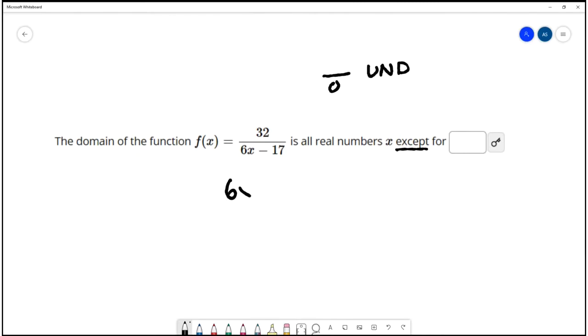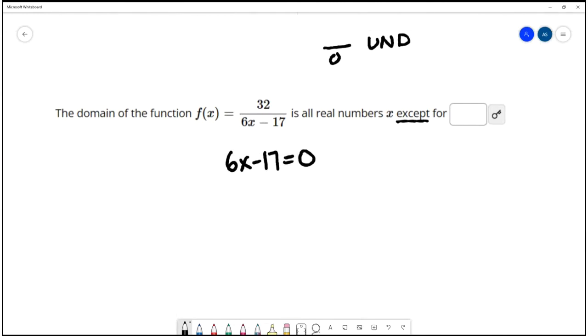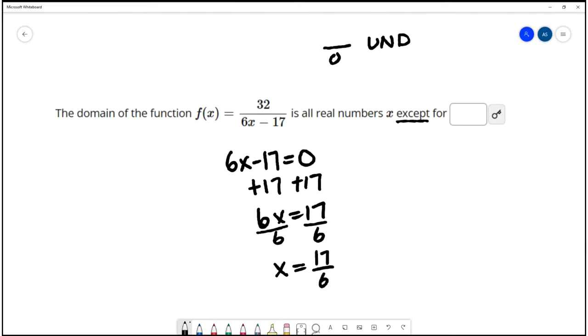So we're going to take that denominator, 6x minus 17, and set it equal to 0. We'll solve the equation by adding 17 to both sides. That gives 6x equals 17. Divide by 6, and we get x equals 17 over 6. This is the value that causes the denominator to be 0, and when the denominator is 0, the expression is undefined. So we're going to exclude 17 over 6 from the domain.